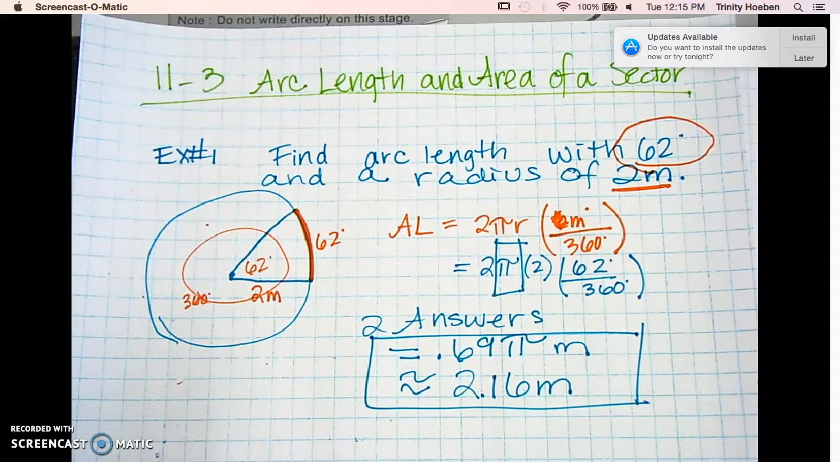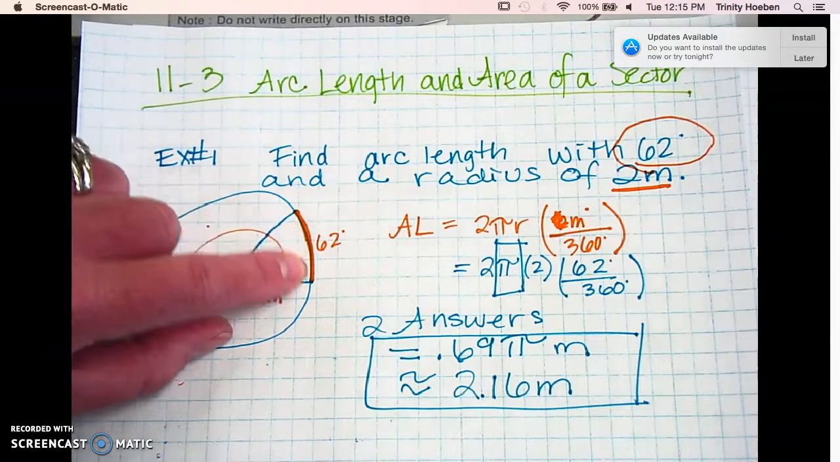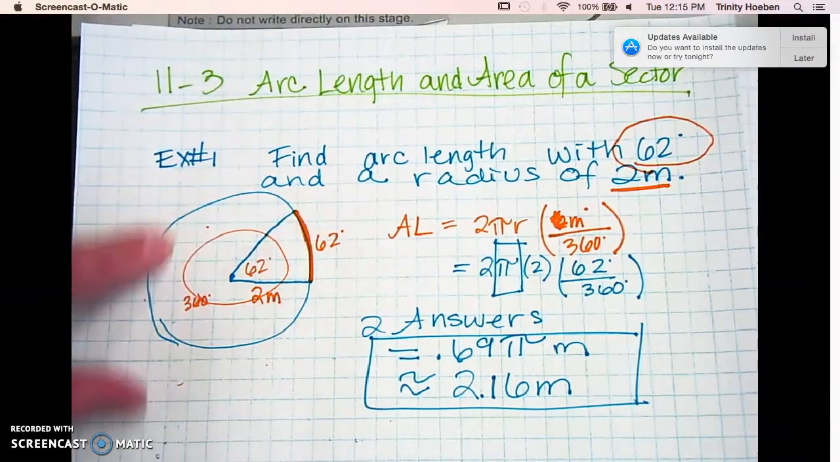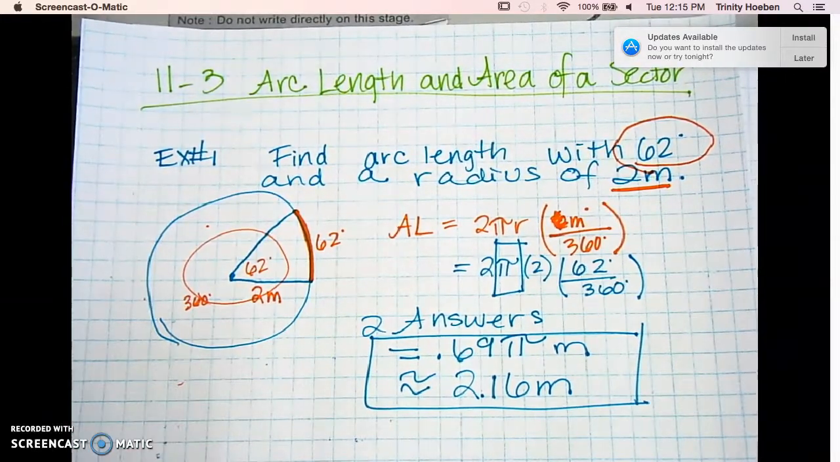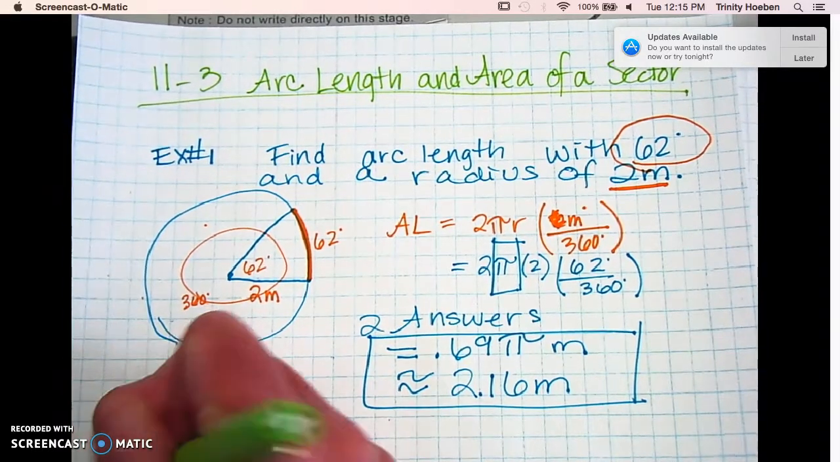Okay? That's the arc length. Arc length is just that outside piece right there. Just a portion of that full circumference. All right? Any questions on example number 1? Guess what we're going to do for example number 2?